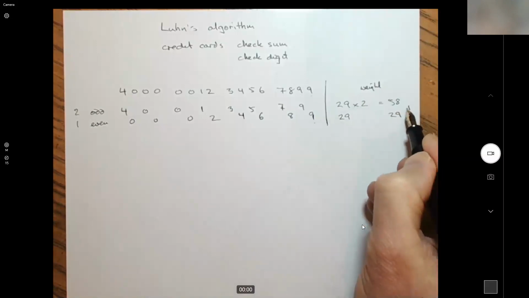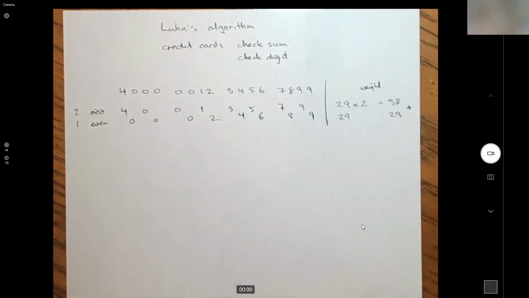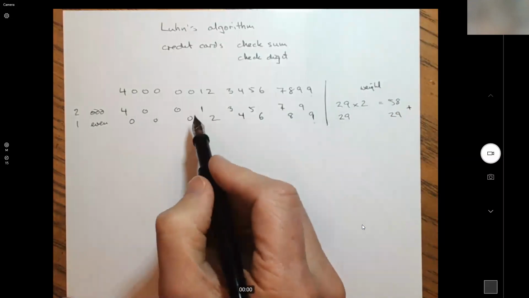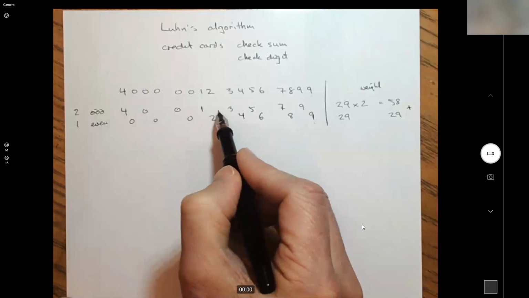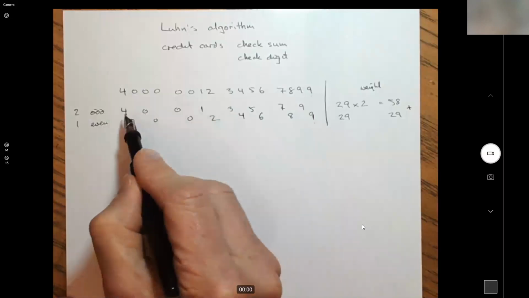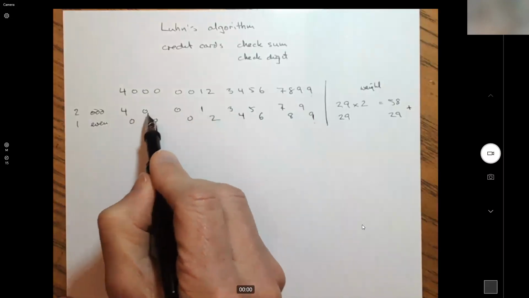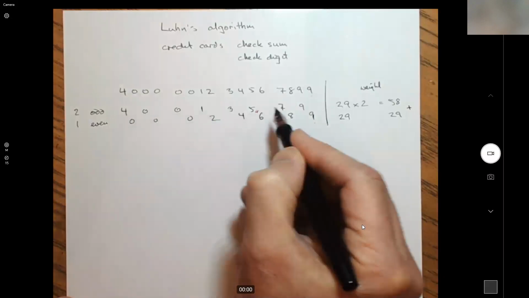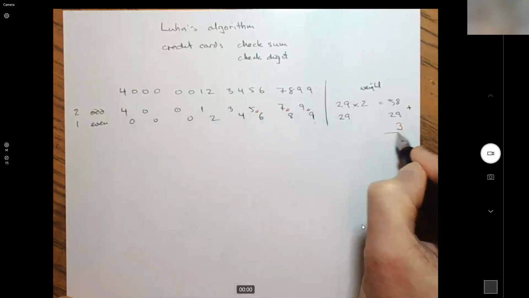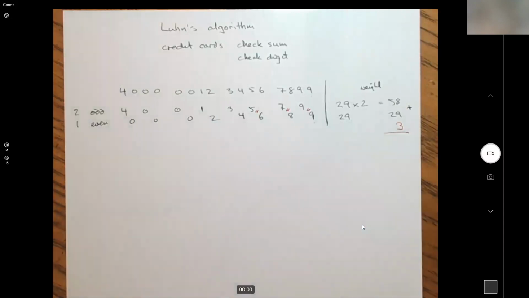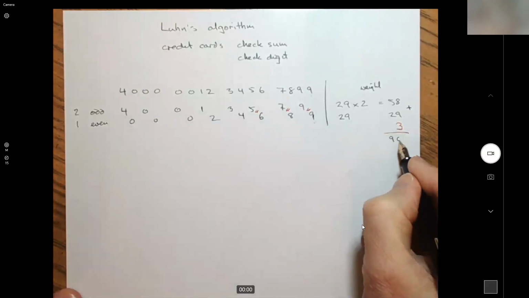Then we're going to add those, but there's also something else we're going to add, and that is a count of all the odd positioned digits which are greater than 4. So 4 is not bigger than 4, neither 0, 0, 1, 3, but 5 is, 7 is, and 9 is. So we're going to add 3 into that sum. And if we add that up, we end up with 90.